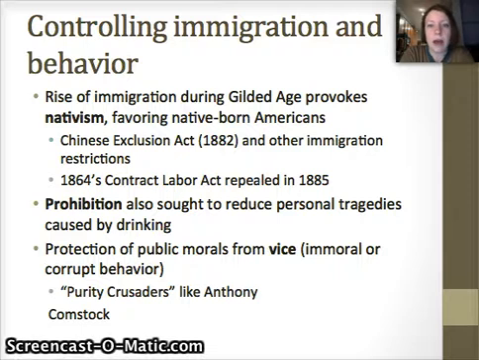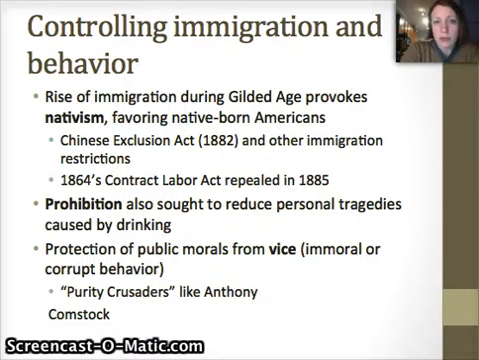Even the Contract Labor Act, which was one of those acts that had really pulled immigrants from other parts of the world to the United States, is repealed by Congress in 1885. So that's not great. So even though the progressives are often considered some of the most enlightened people in society at this time, they are also not immune to racism and prejudice towards other people, particularly immigrants.